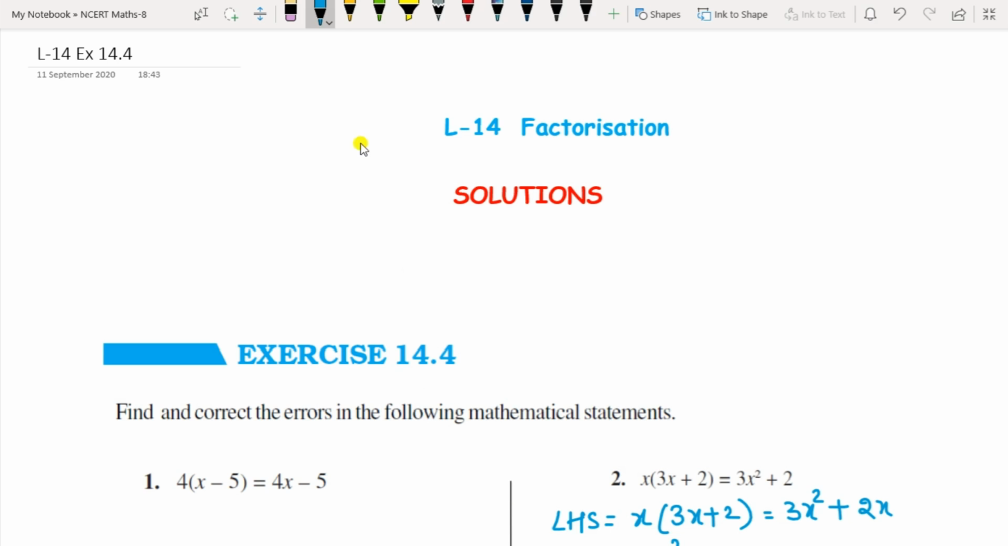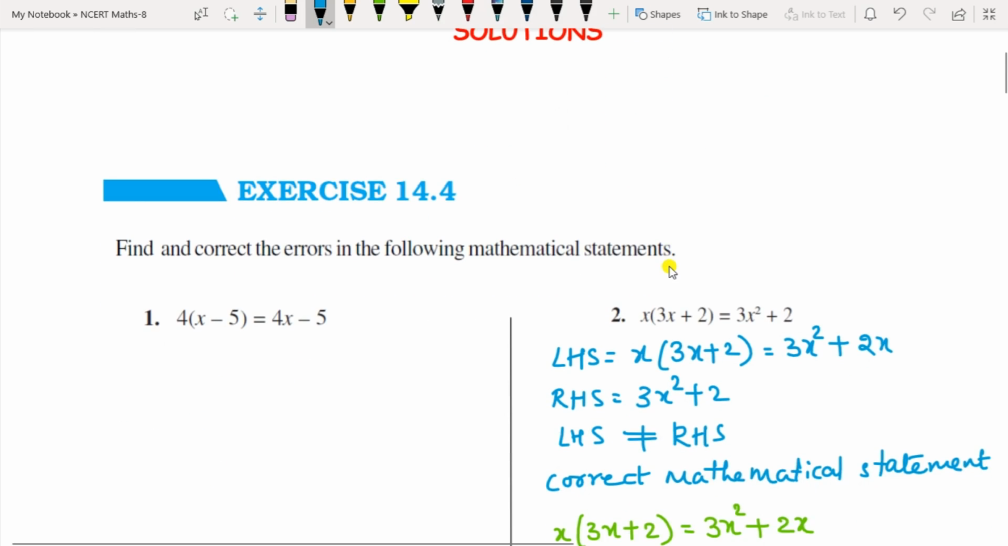In this video we are going to see solutions of exercise 14.4. In the link above I have shared the link of exercise 14.2 and 14.3. You can go through it. So now in 14.4 the equations have been given and there are errors that you have to find out and correct those errors. Okay. So you have to solve by LHS and RHS. So this is LHS and this is RHS.